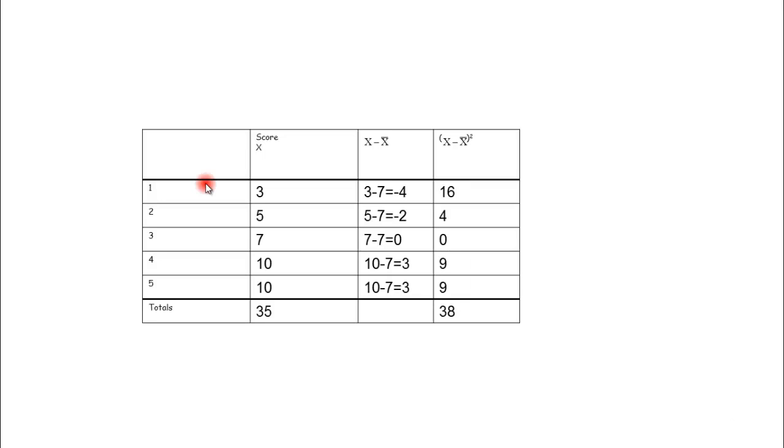The next task is to calculate squares. So we have calculated squares for them, starting with -4 squared. We square so that they don't cancel out each other, and the sum of squares comes out as 38. This is our formula: 38 by 5, 7.6 is the variance for this data set.